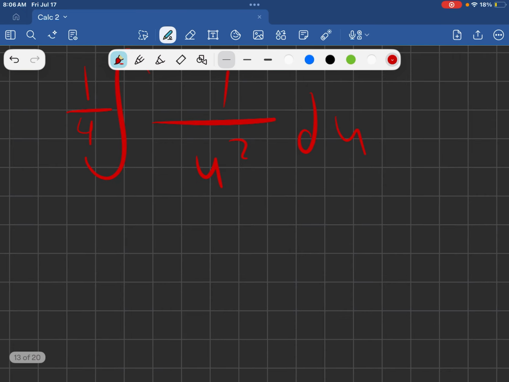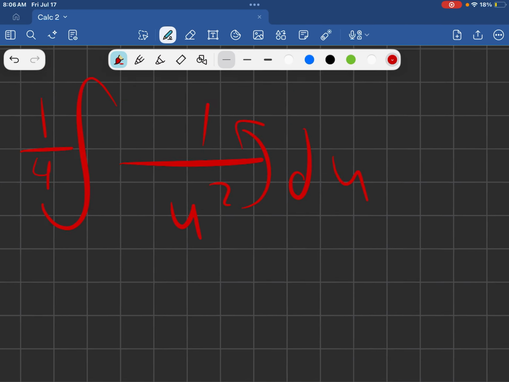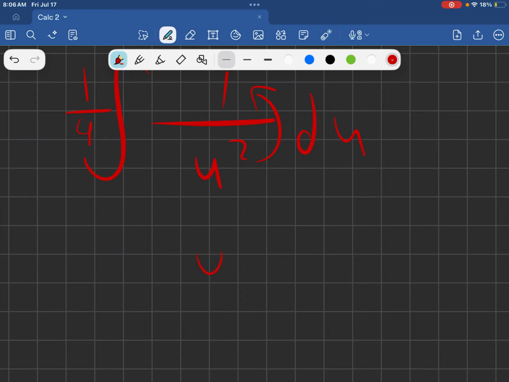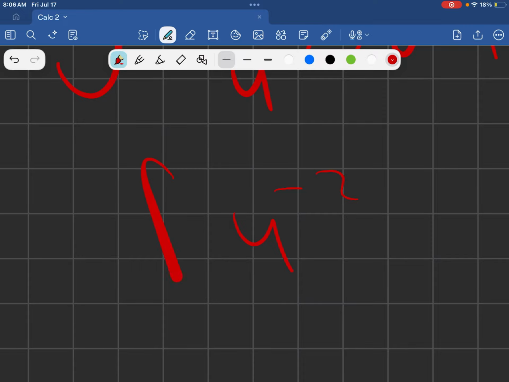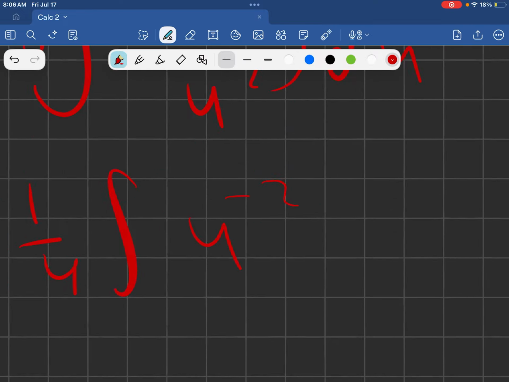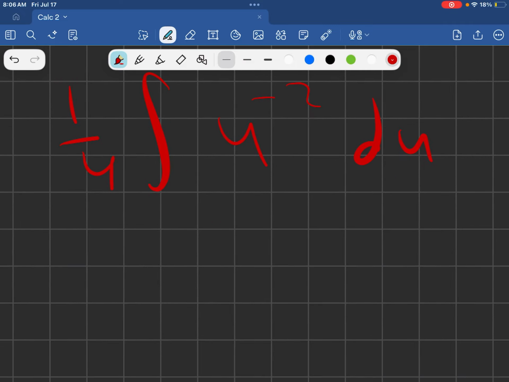What I like to do is pull that u squared into the numerator. When you do this, you have to make that exponent negative, so you get u to the -2, and then integral still 1/4 du. I just find it easier to do. Then you take the integral of this and you get negative u to the -1 du. Don't forget that 1/4 again.